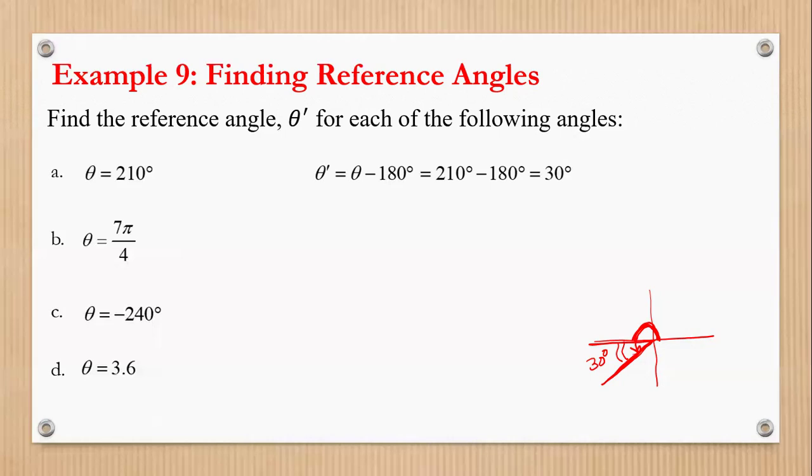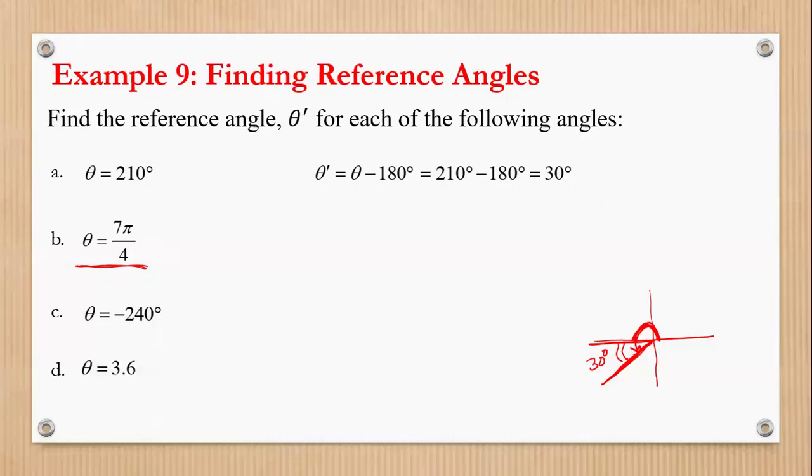But if the angle is given in radians, like 7 pi over 4, instead of 180, you can put pi. Instead of 360, you can put 2 pi. Because when the angle is given to you in radians, you need to subtract or add a radian measure as well. But first, we need to know where the angle is.